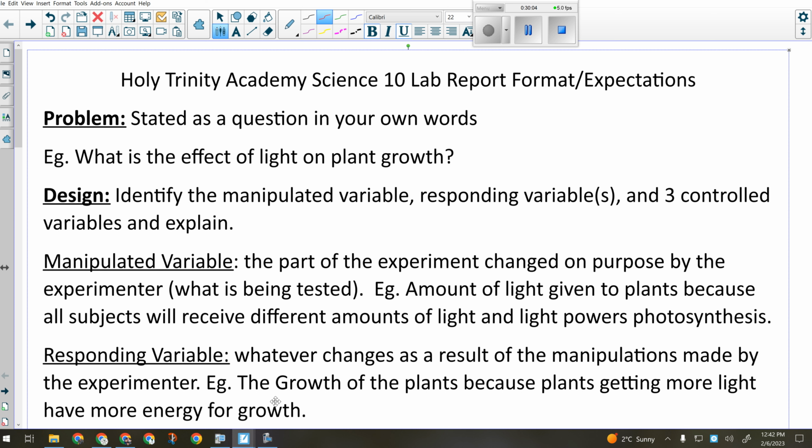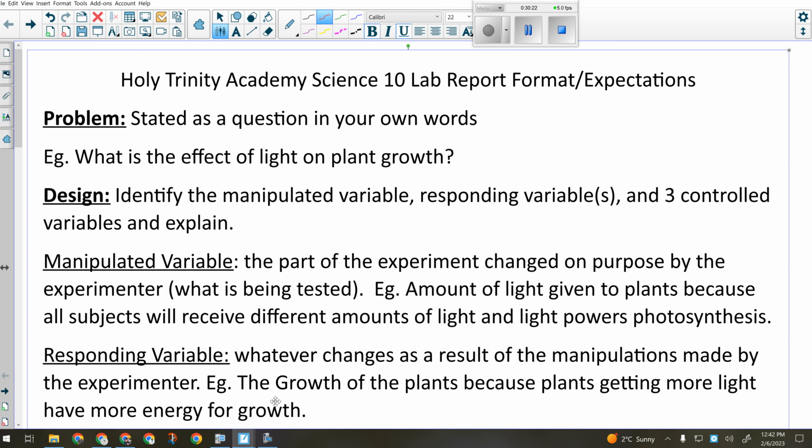I mean, they have very different rates of growth, okay? You want the same pot, same soil? Yeah, same pot, same size. You have to make sure everything that could otherwise affect the growth of a plant is kept the same, because I only want to know what the effect of my manipulated variable is. Okay, does that make sense?